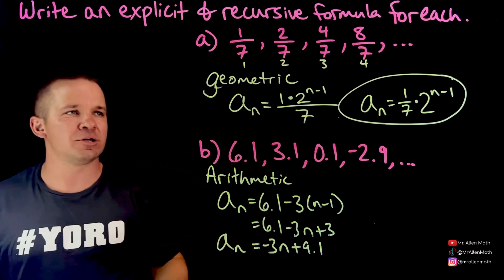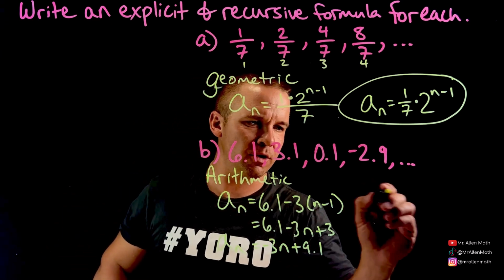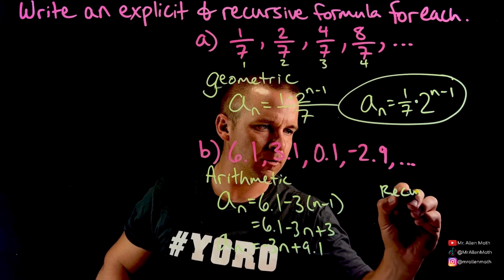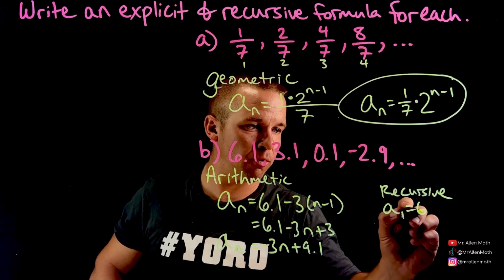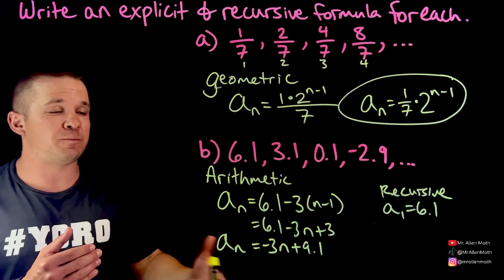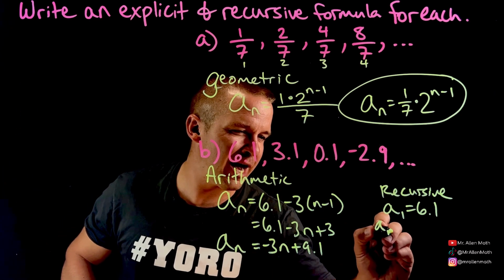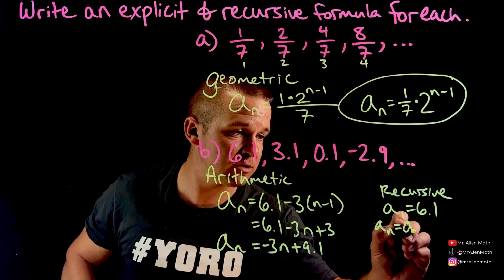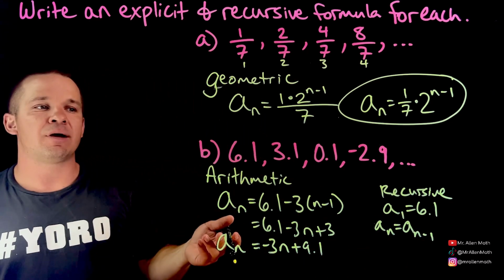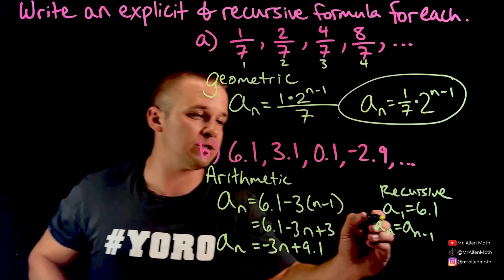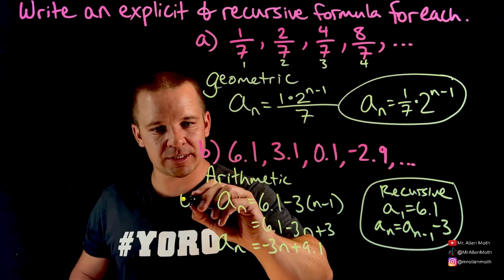And then let's get our recursive, then we'll come back to the one that I neglected to do the recursive for. So recursive here: I need my first term, a sub 1 is equal to 6.1. Got to have that because recursive is based off of the previous term. And then the formula aspect of it is my previous term, which I notate as a sub n minus 1, and then I add in my common difference. In this case, it's negative 3, so we're just going to subtract 3. That's it for recursive. This is my explicit.